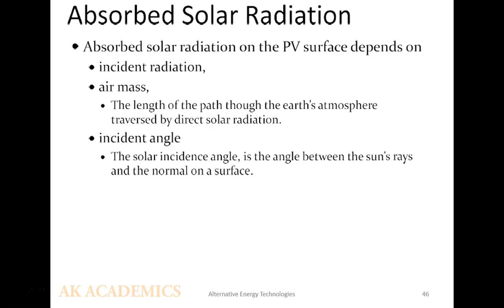The normal on the surface is referred to as a perpendicular line. So the perpendicular line on the surface is what we call the normal on the surface. We look at the angle between that normal and the sun's rays on the surface. That angle is what we refer to as the incident angle. The air mass is the length of the path through the Earth's atmosphere traversed by direct solar radiation.